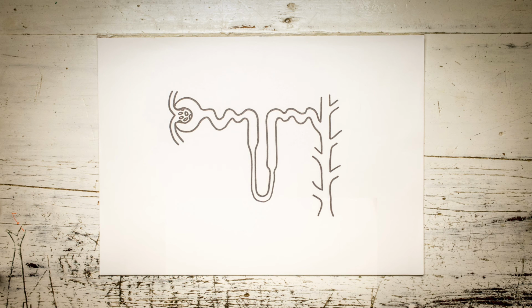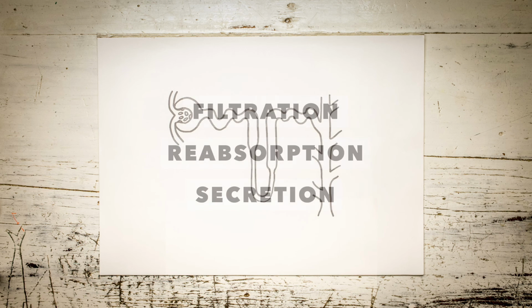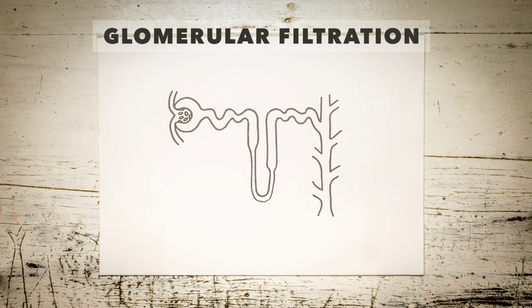To understand how urine is formed, we need to get familiar with three processes involved. These are filtration, reabsorption, and secretion. The first step in urine production is glomerular filtration. Blood enters Bowman's capsule of the nephron through the afferent arteriole, gets filtered into the glomerular capsule, and then exits through the smaller in diameter efferent arteriole.